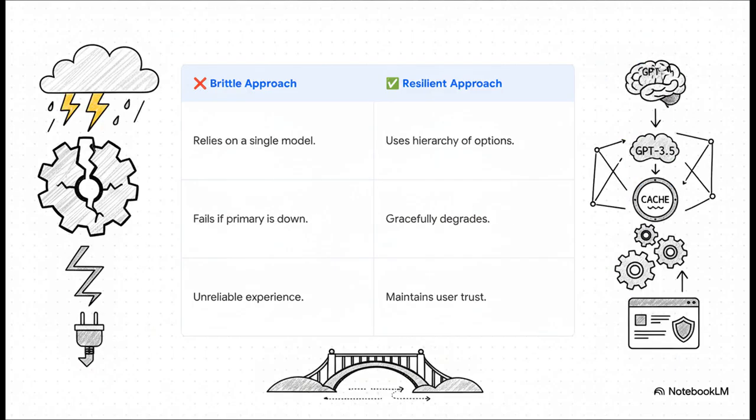And this is where it gets really powerful with fallbacks. The old, brittle way depends on just one model. If GPT-4 is having a bad day, your feature is just gone. The resilient system, though, it has that beautiful hierarchy we just talked about. It tries one thing, then the next, then the next. It gracefully degrades, making sure it can almost always give the user something useful. That is what reliability looks like.